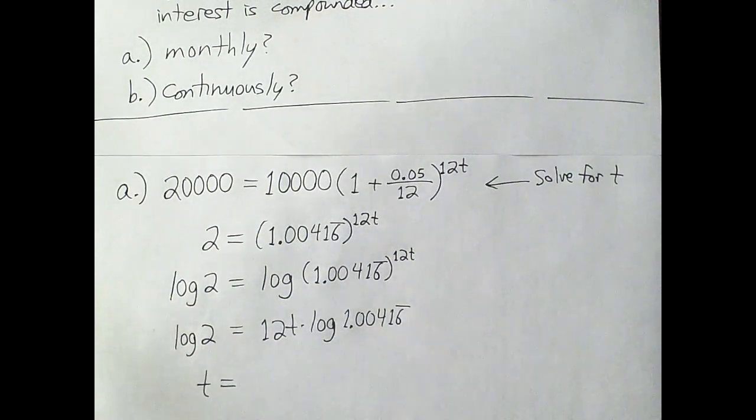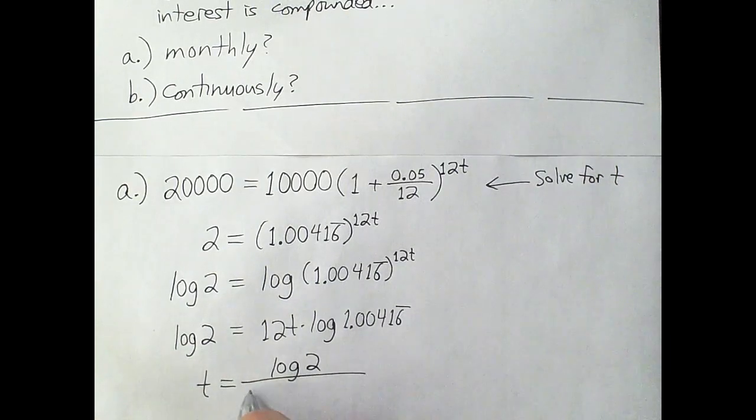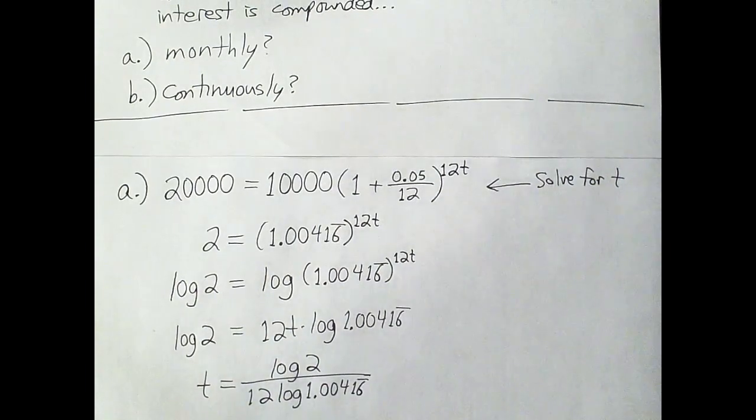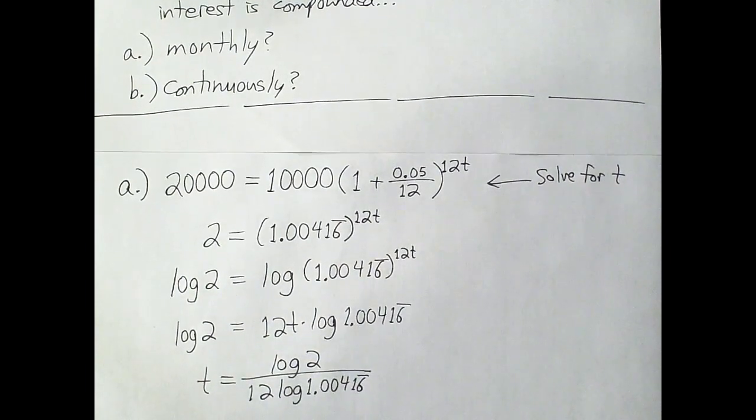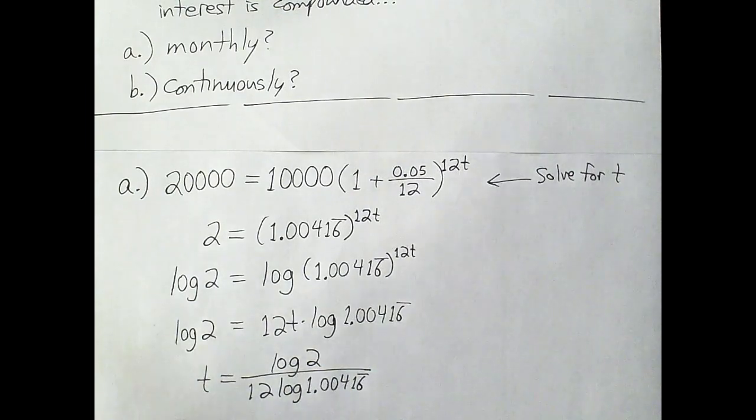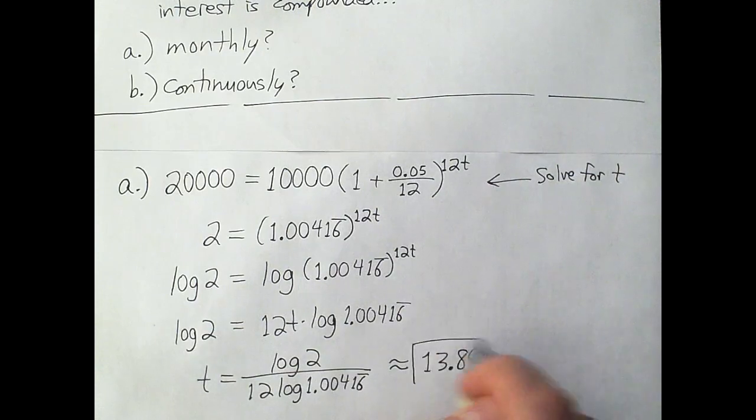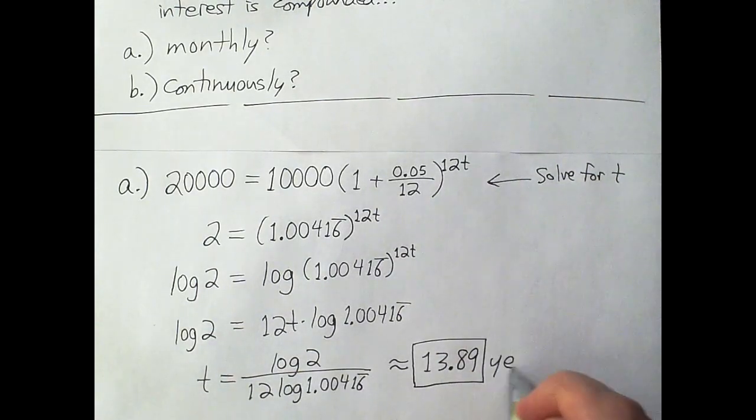T is in the middle of this whole mess, but let's just divide both sides by something, and this will work out. So t equals log 2 divided by 12 log 1.00416. This answer might look different if you did this with a different base, but I chose base 10. And that is a number, right? That's a messy looking number. I found with a calculator, this is approximately equal to 13.89. And I'll say that it's 13.89 years because it represents a length of time.